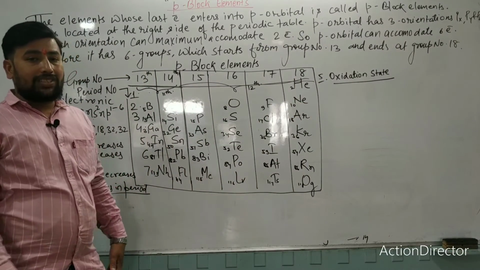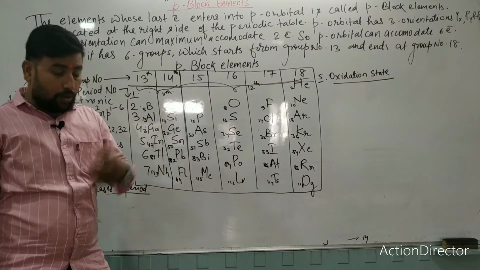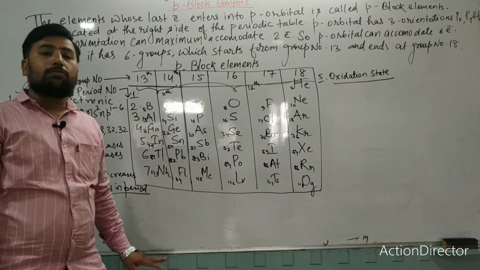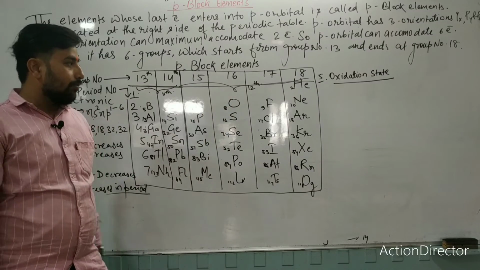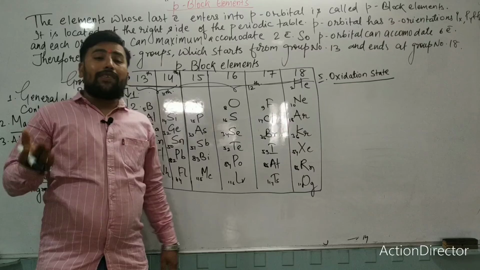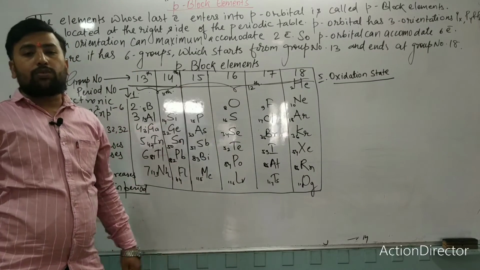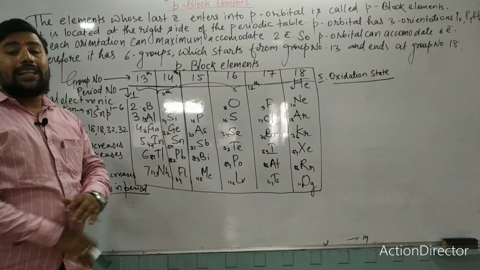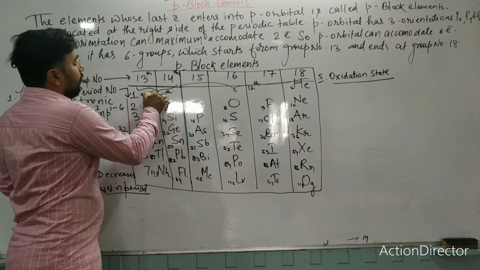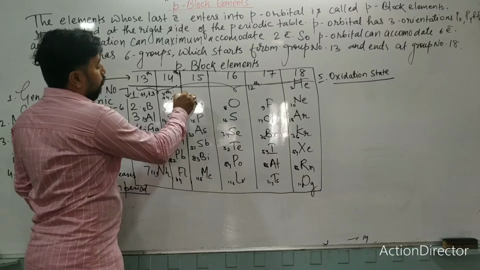But what about oxidation state? Oxidation state means whatever number of electrons an element can acquire or lose from its outermost orbit is called its oxidation state. For example, group 13 has 3 valence electrons, but it can lose them one by one. So the oxidation states of group 13 are +1 and +3. For group 14 they are +4, -4 and +2.